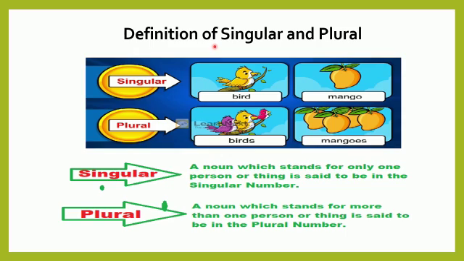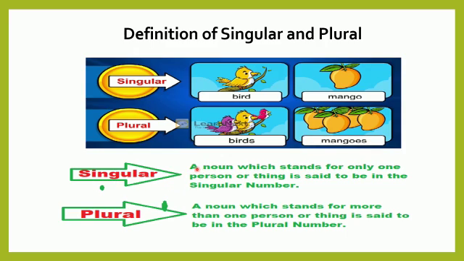Now here comes the definition of singular and plural. What is singular and what is plural? Singular, here is one bird. Here is one mango. Now if it is in the plural form, here the singular form is bird. Here the plural form is birds. We have added s to it. Now here, mango. So one mango is there. Here is more than one mango. So it is mangoes.